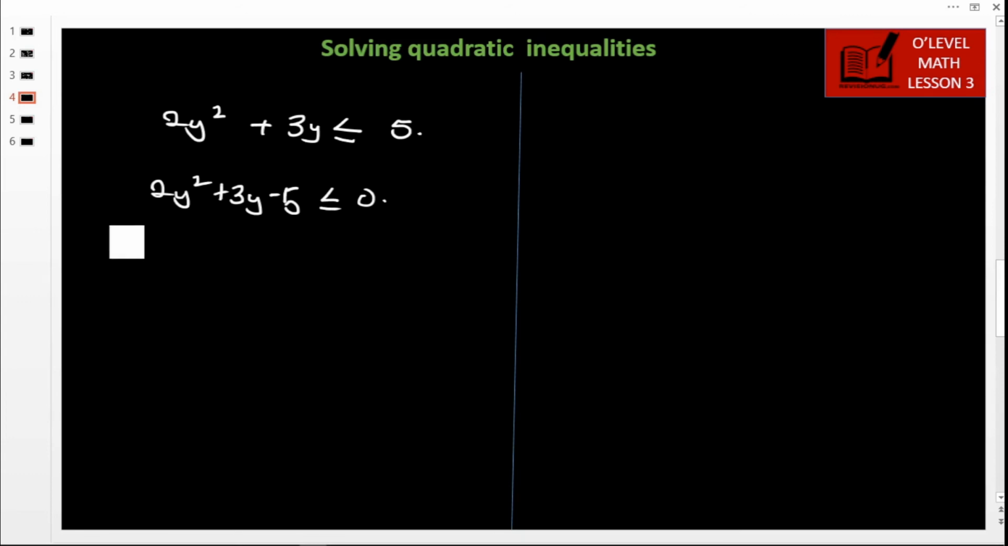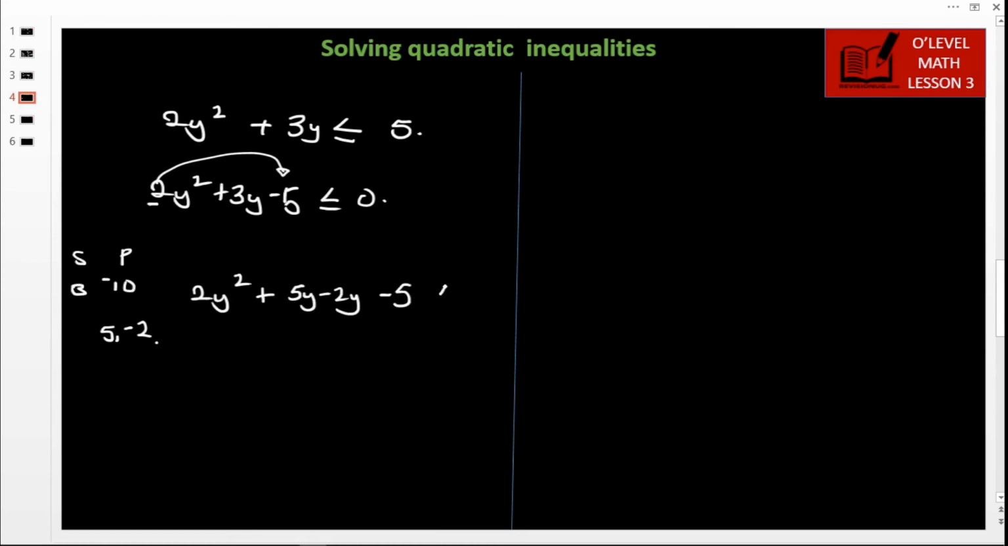But now before getting this one, here we have a coefficient of 2. So this coefficient of 2 is going to be multiplied by the constant. So our sum is going to remain 3, then our product is going to become negative 10. So two numbers, when you multiply them, they are giving you negative 10. When you add them, they are giving you 3. So that is 5 and negative 2. So this is going to be 2y squared plus 5y minus 2y then minus 5 is less or equal to 0.